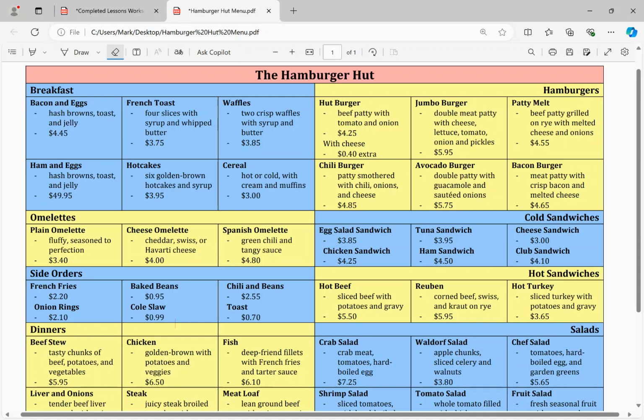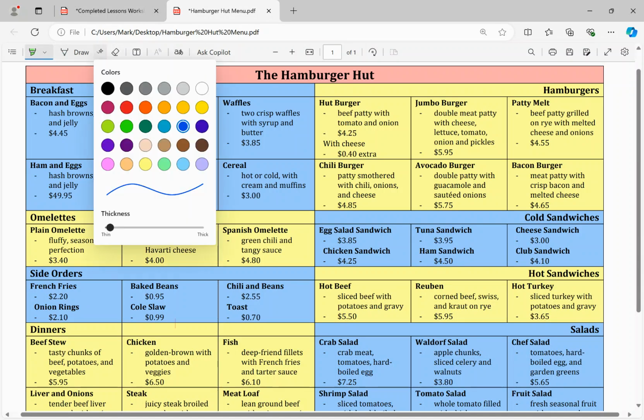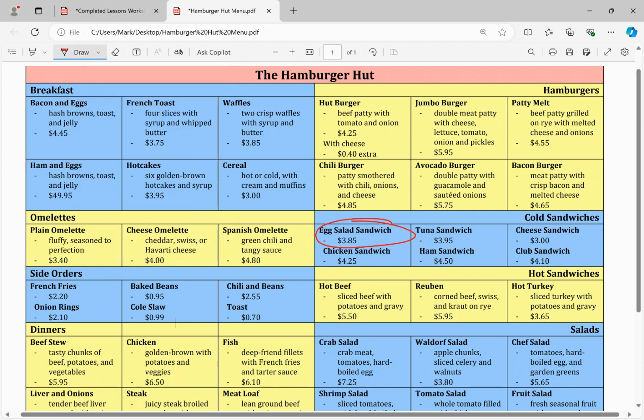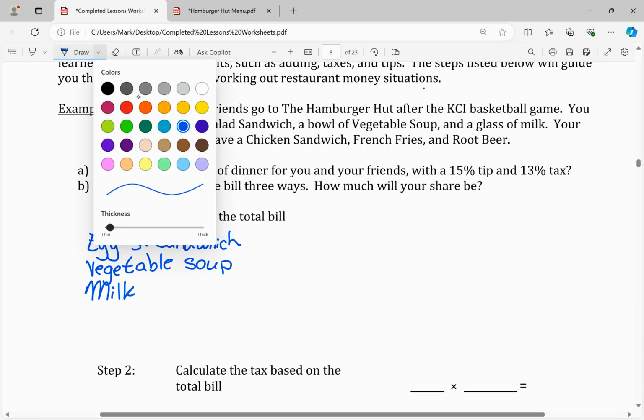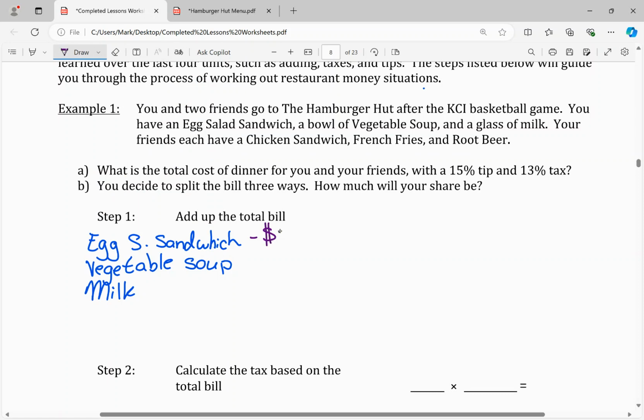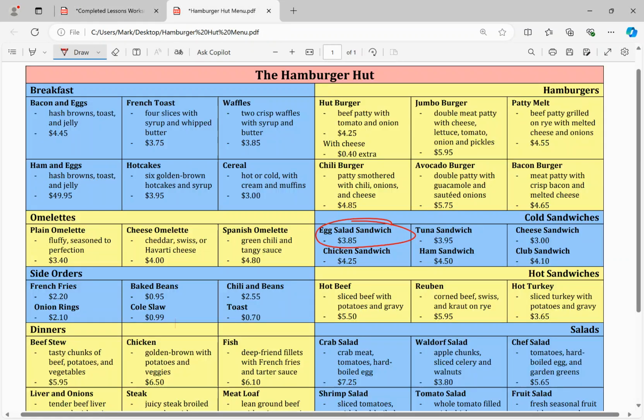So here we have cold sandwiches on the right, and the egg salad sandwich is right here. That is $3.85. So we write down $3.85.